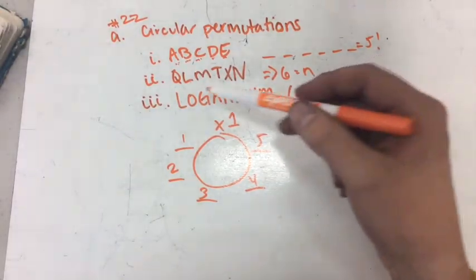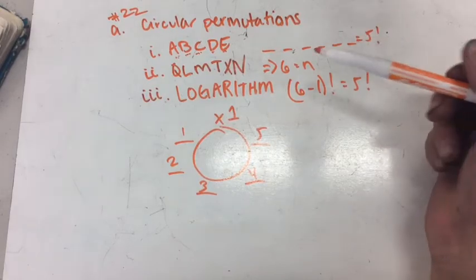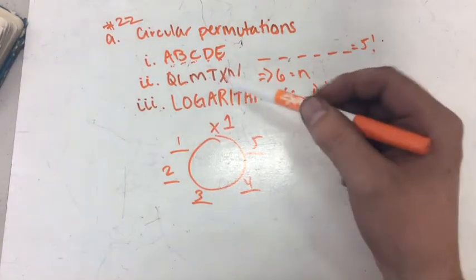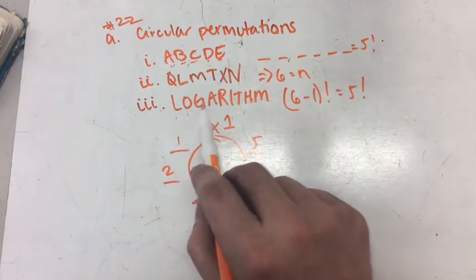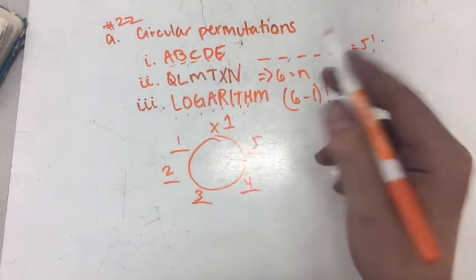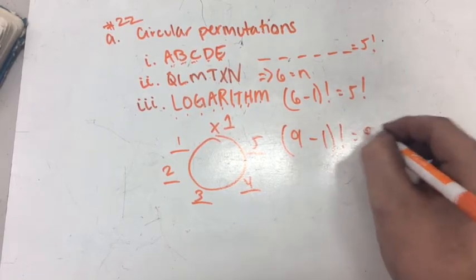Okay, so again, we're just going to take 1 and subtract it and then do factorial, and that's how many we can do in a circular rotation or a circular permutation. Logarithm, how many are here? So 1, 2, 3, 4, 5, 6, 7, 8, 9. There's 9. So we're going to do 9 minus 1 factorial, which will give us 8 factorial.